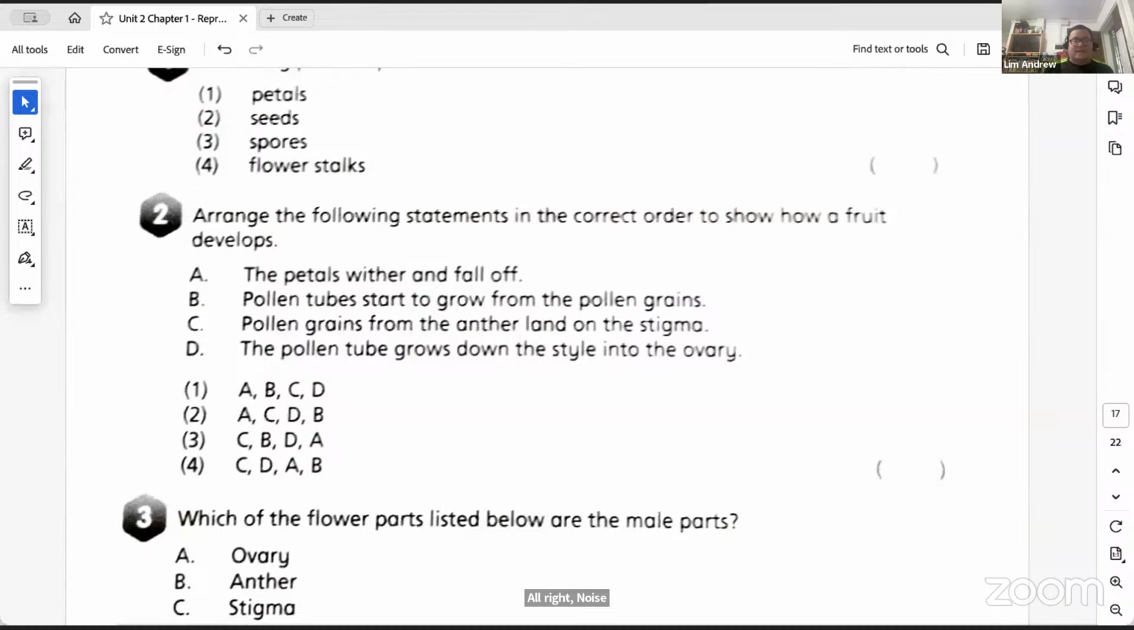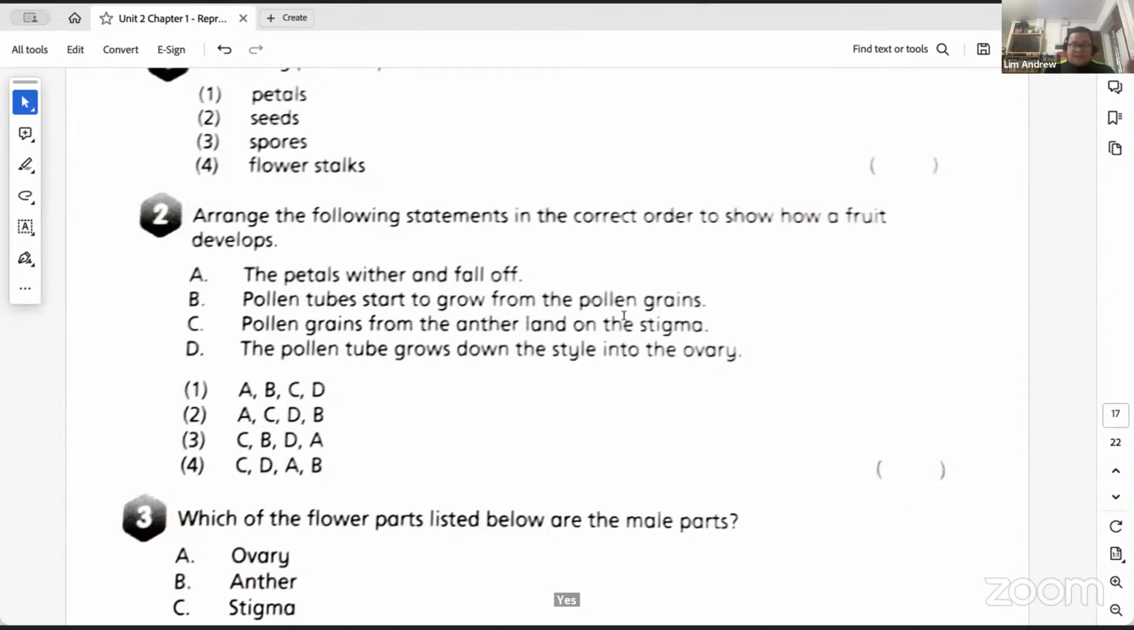So arrange the following statements in the correct order to show how a fruit is being developed. A, the petals wither and fall off. B, pollen tubes start to grow from the pollen grain. C, pollen grains from the anther land on a stigma. D, the pollen tube grows down the style into the ovary. So which first? Maybe I will choose number 3. Number 3. All right, very good. Thank you very much. You are right. Yes, the answer is number 3.